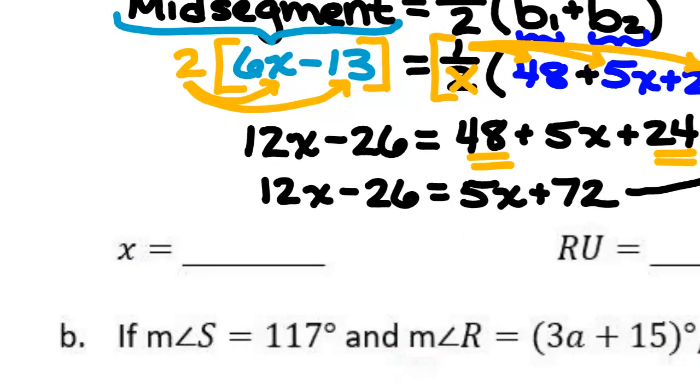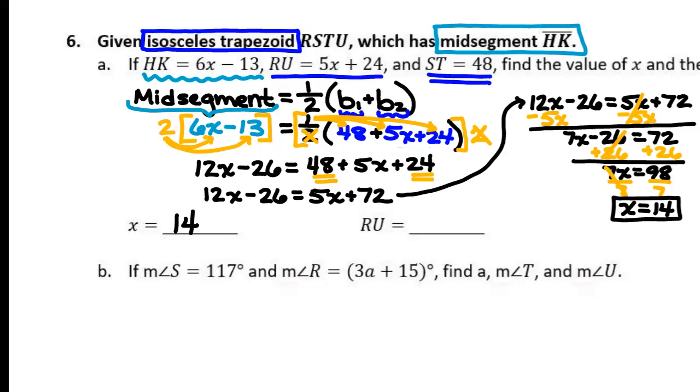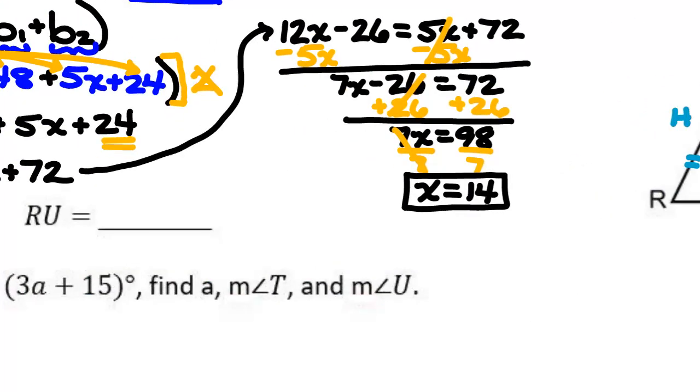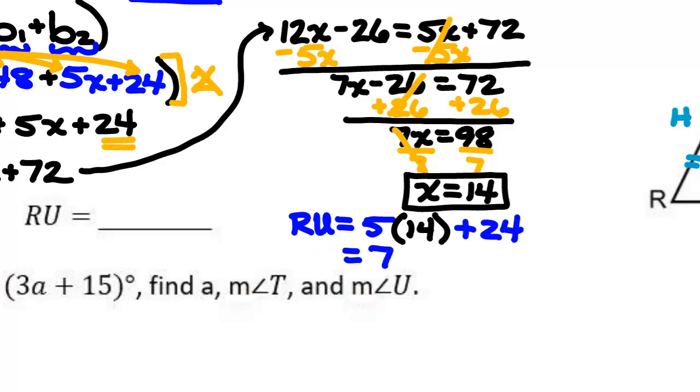And how do I do the other part? How do I find RU? Yes, that's absolutely correct. RU is equal to 5 times 14 plus 24. What is 5 times 14? So 70 plus 24 would give me what? 94. So RU is 94.